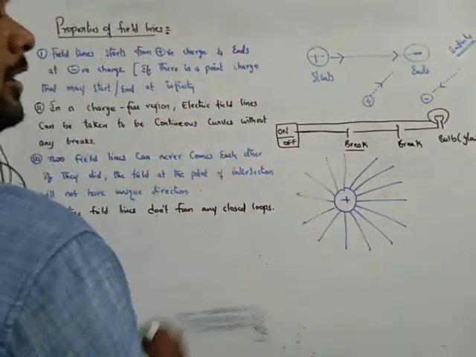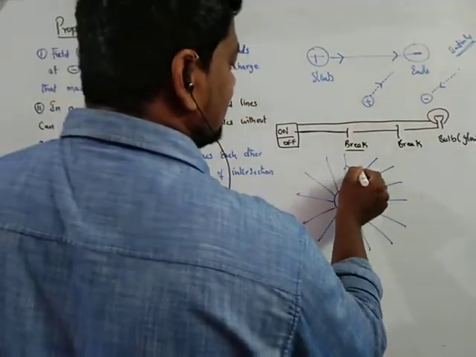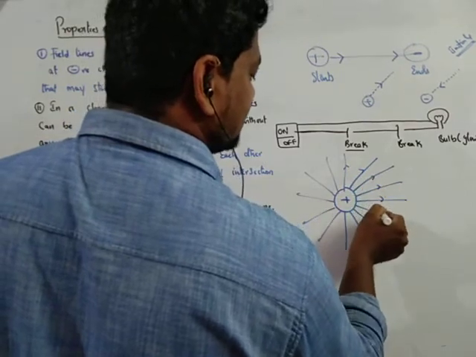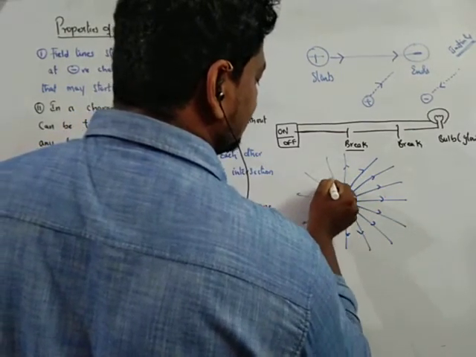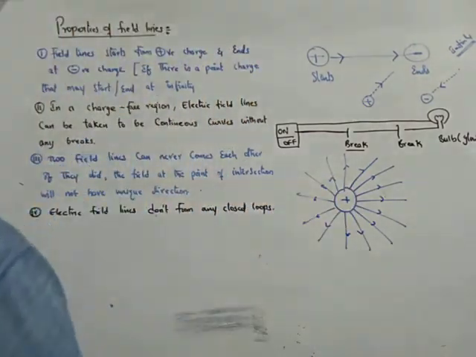So it has only a particular direction. It was moving in an outward direction. If you consider negative, it will be an inward direction. But no two field lines can ever cross each other. If they did, the field at that point of intersection would not have a unique direction.